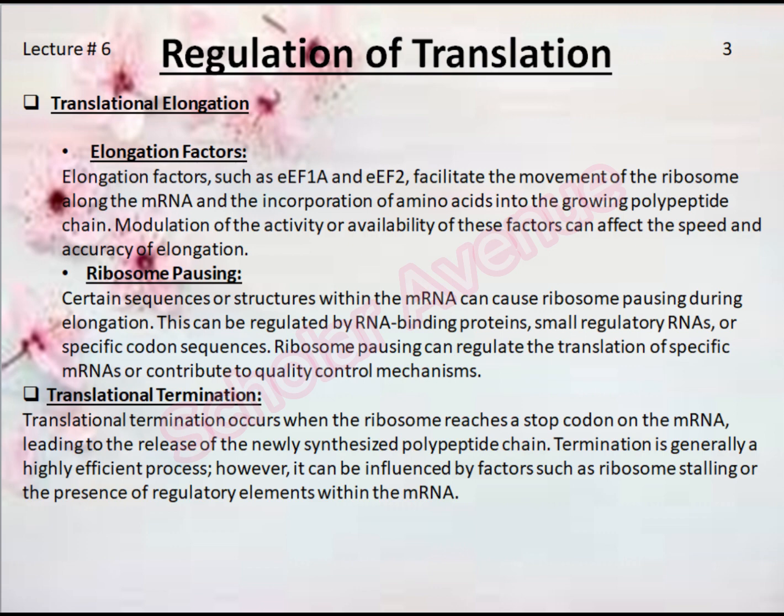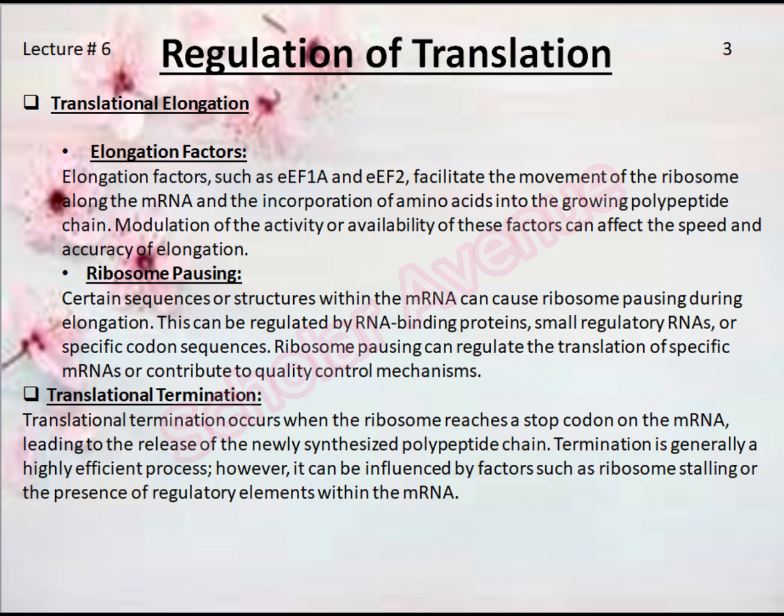Another factor is ribosome pausing. Certain sequences or structures within the mRNA can cause ribosome pausing during elongation. This can be regulated by RNA-binding proteins, small regulatory RNAs, or specific codon sequences. Ribosome pausing can regulate the translation of specific mRNAs or contribute to quality control mechanisms.